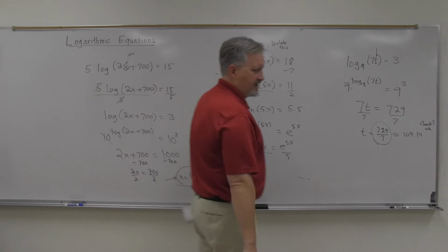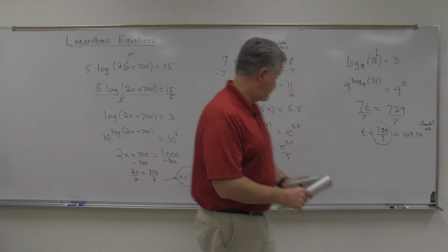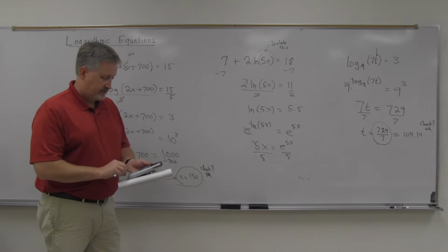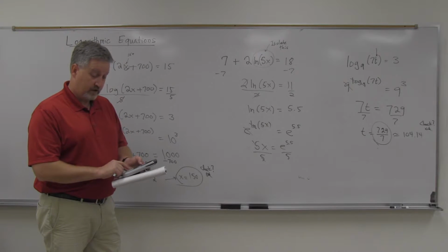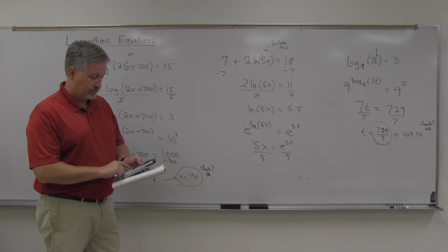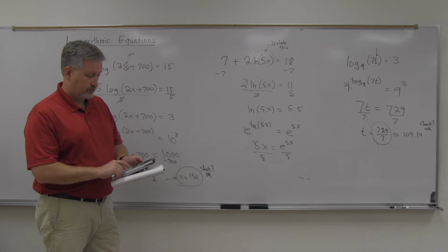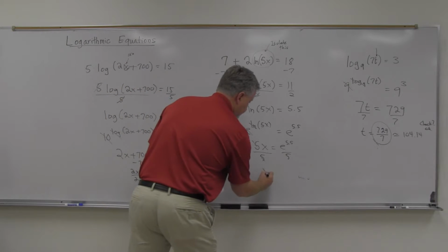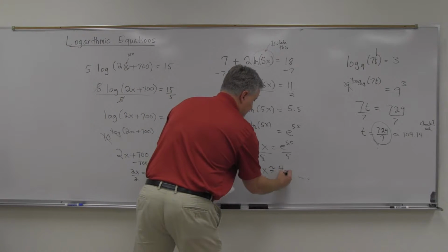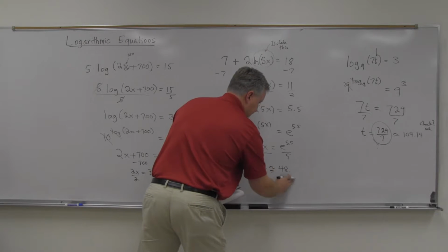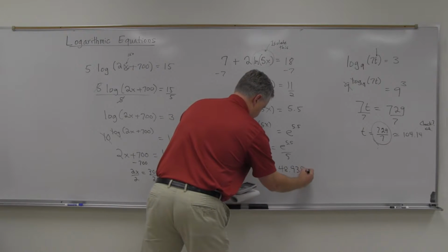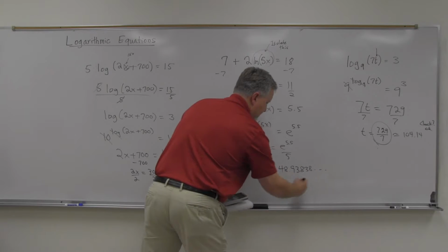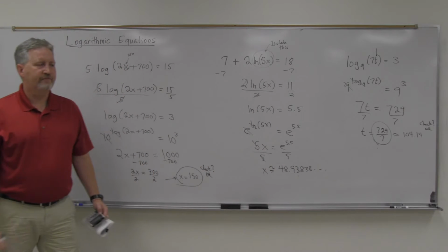So divide by the 5, and x is whatever that is, 48.93. 48.93? 48.94 if you round it. Two places, however many you want. So yeah, you can round it off however they want you to there.